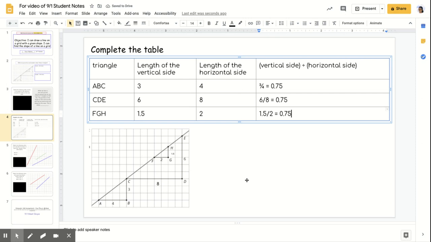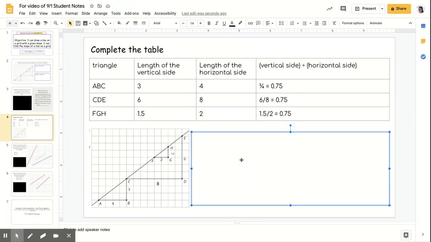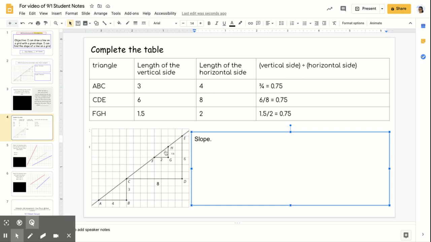So hopefully you notice that this ratio, this comparison, is always the same for any of these triangles that are along the slanted line. We call that slope. And because this ratio is the same for these triangles that are along the same line, those triangles are going to be similar.